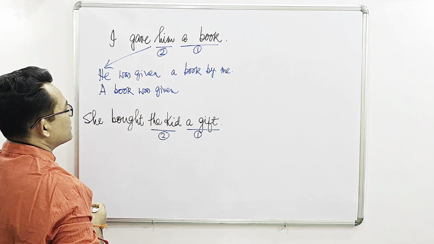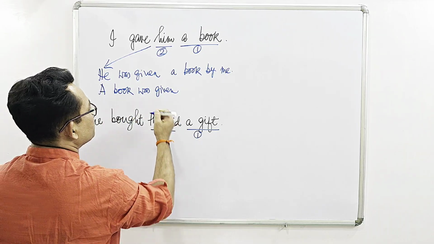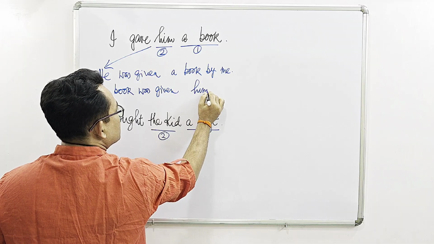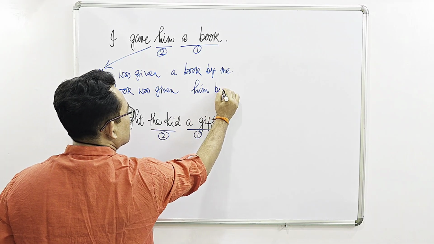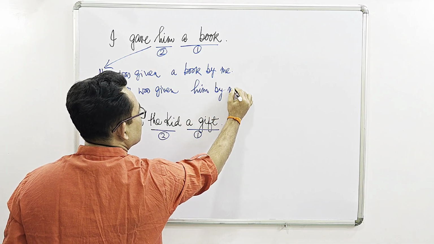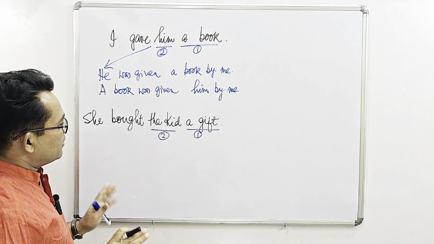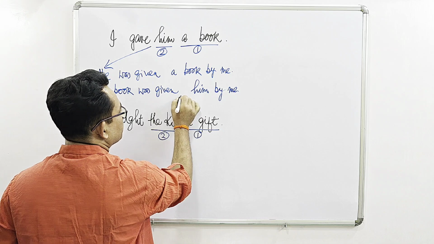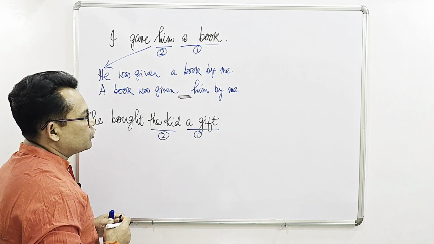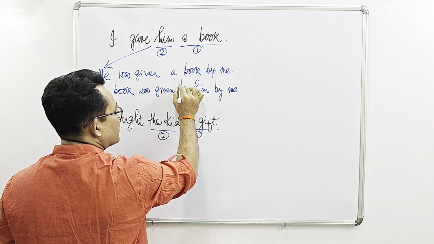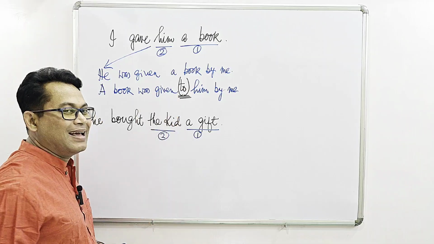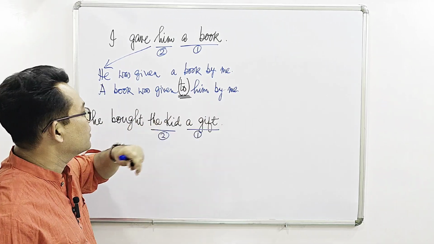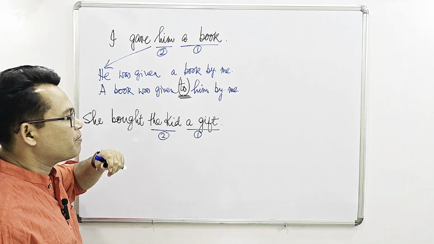okay, initially we get similarity. Then we are supposed to put the secondary object here and then by me. Now, here is the confusion or the lack of clarity I was talking about. Here, should we put 2 over here or not? Now, which version is correct? A book was given him by me or a book was given to him by me?